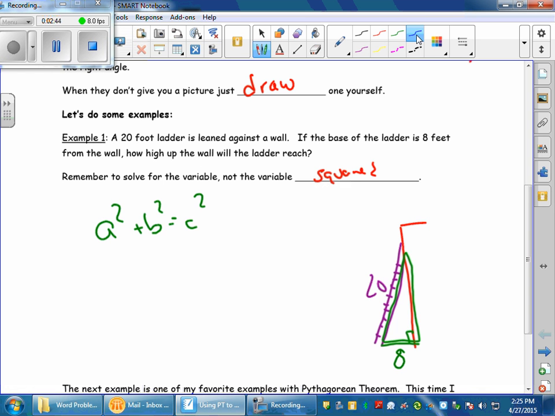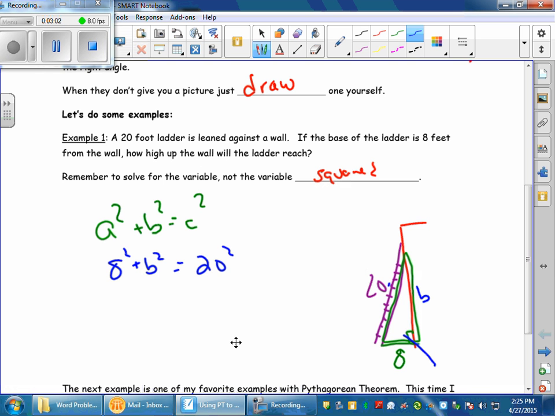And the most important thing to do is to figure out whether that 20 is a B or a C. Because the right angle is being pointed right at the 20, that means that 20 is our C. So something is going to be equal to 20 squared. And that's going to be 8 squared plus B squared. That will be this side.